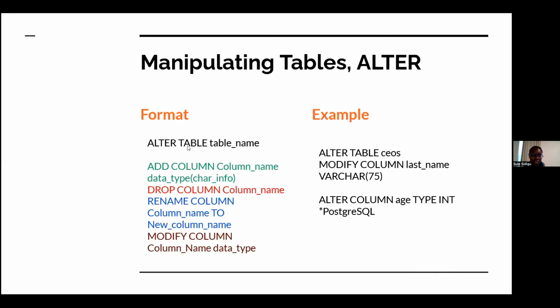Now for altering a table, you can do different things, like you can add or drop a column, rename it, or modify it. For example, let's say you want to change it from one data type to another, then you would modify the column. And these are just two examples. For PostgreSQL, they use alter column instead of modify column. So it's just a little bit different.